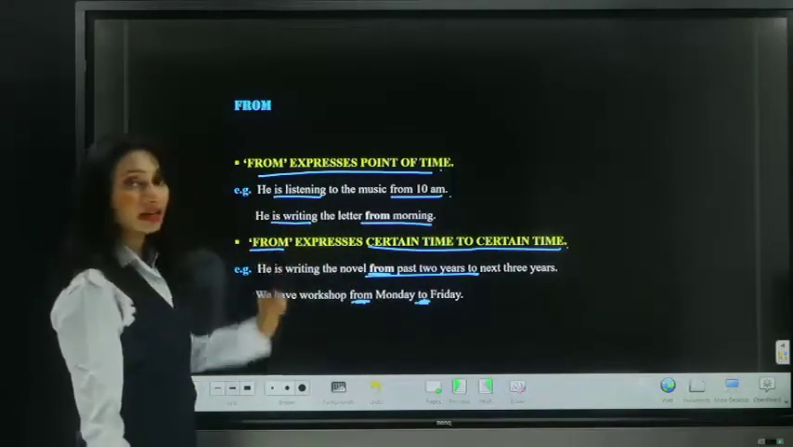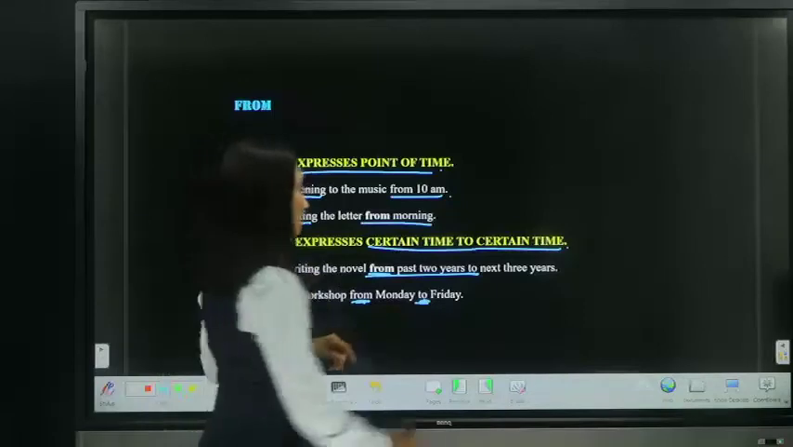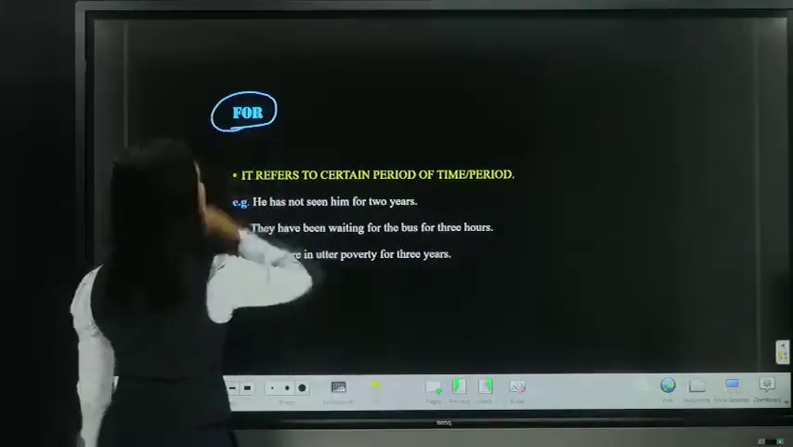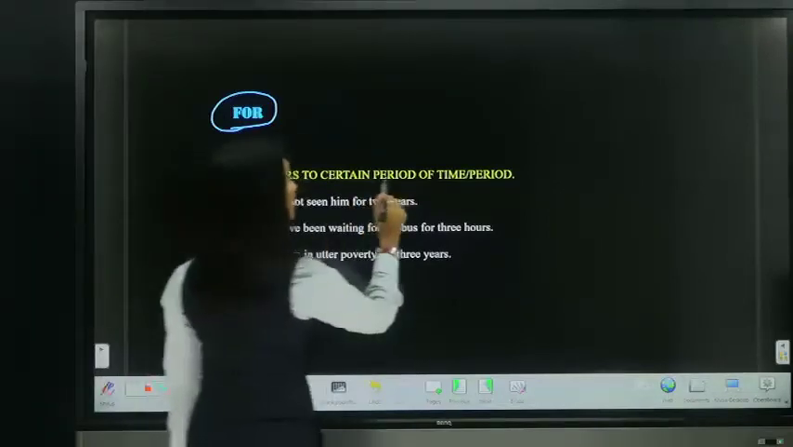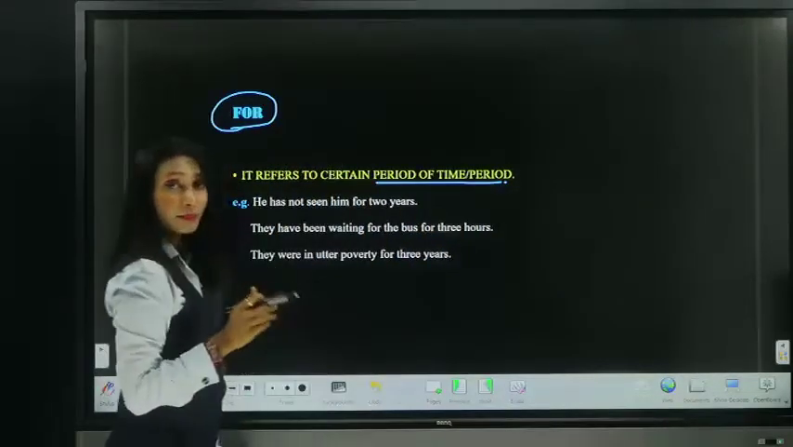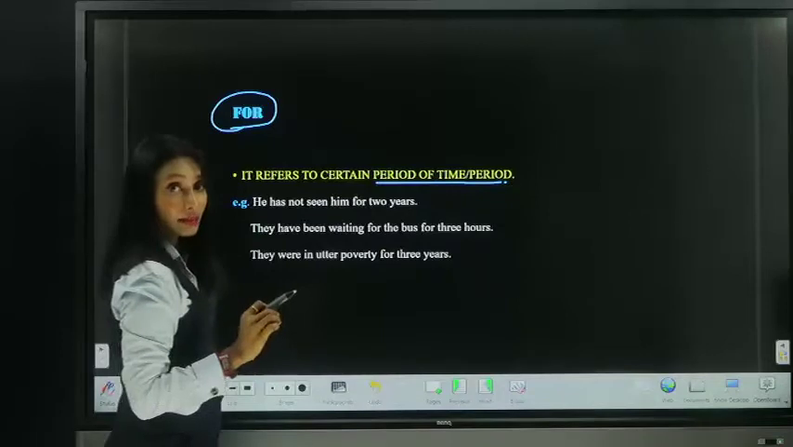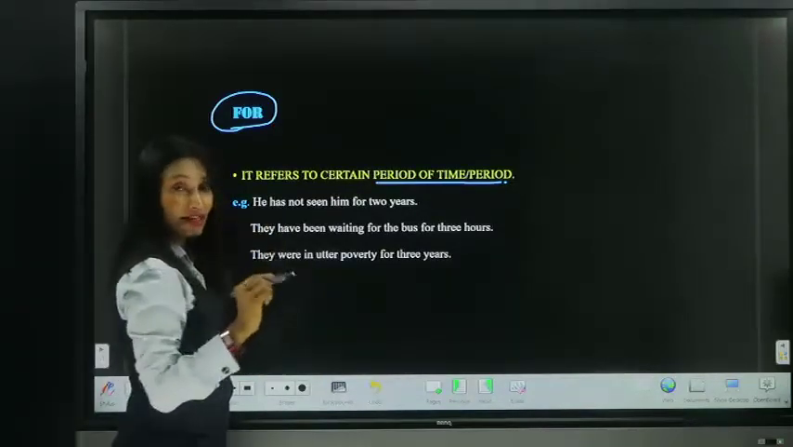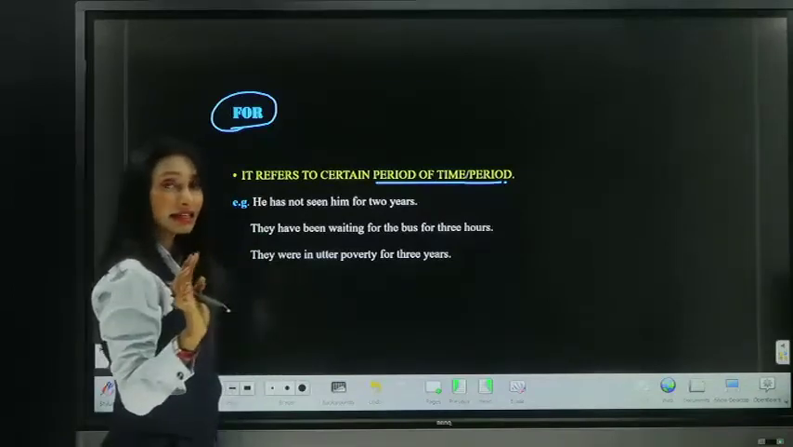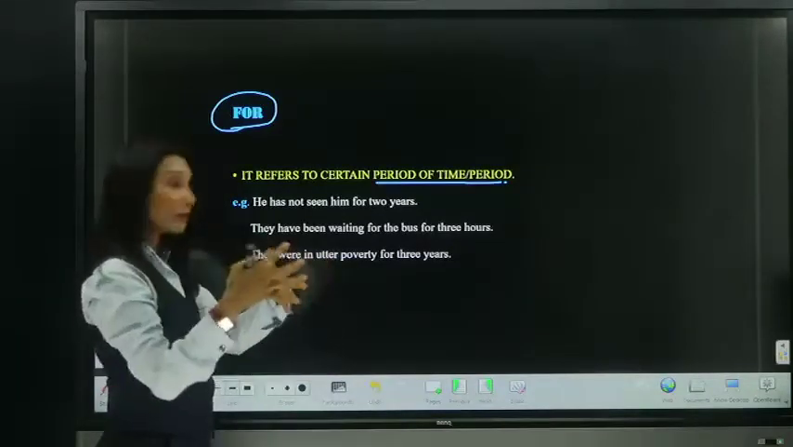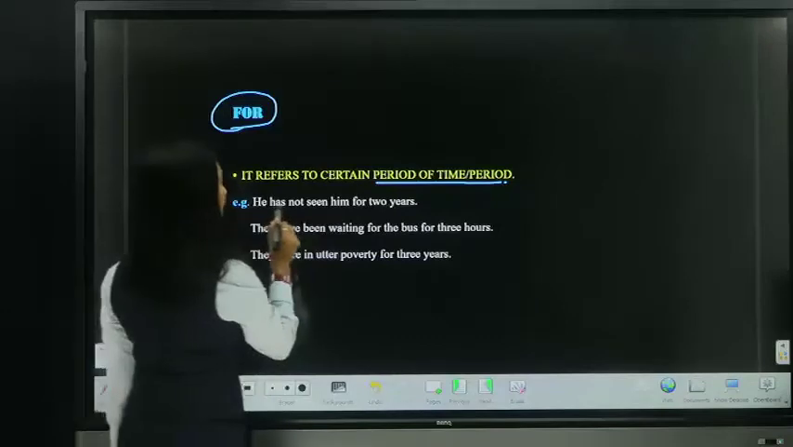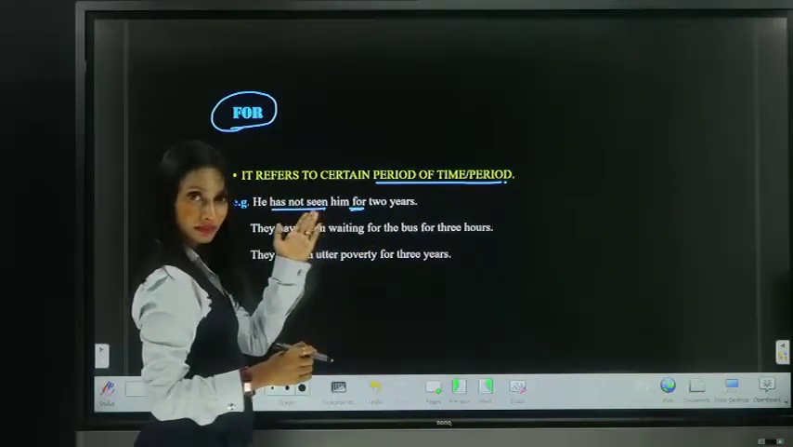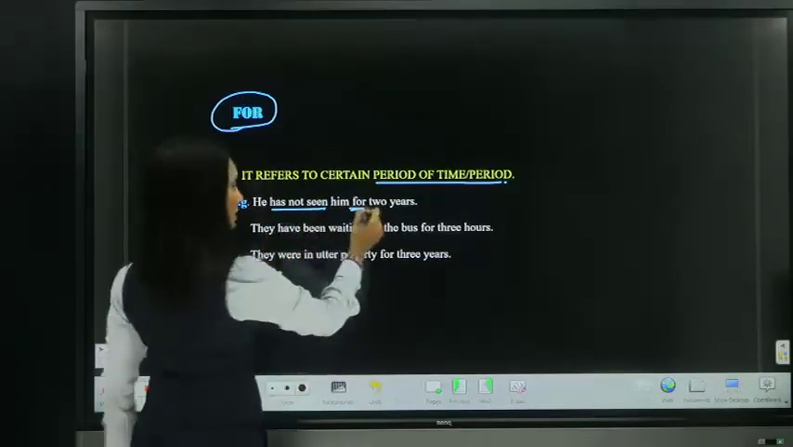So these are since and from. Now let's move on to the next one, for. I already told you, for refers to a period of time. It doesn't indicate the exact time when it started or when it ended. It always talks about the period. For example, he has not seen him for 2 years. Has not seen, perfect. 2 years.